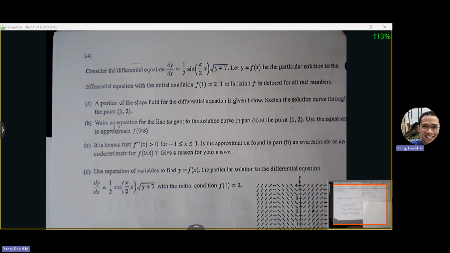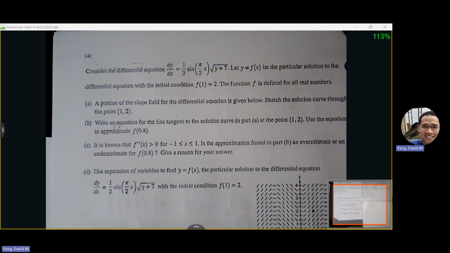Okay, number 14. I want you to try 14. Similar procedure here. Part A is easy. If it's asking you to sketch the graph, you just start with the point that they give you and follow the path of the graph. That's easy. Write the equation of the tangent line. That's similar to what we did for the previous problem. Get your slope, get your point-slope form.